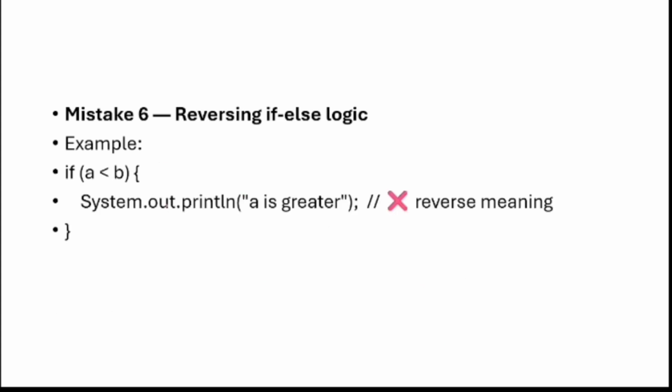Next, reversing the if-else logic. Here what it means is you are writing the condition a is less than b, and printing that a is greater, which is the reverse. You are reversing that meaning. You are telling a is less than the b value, but you are saying a is greater, so you are conveying the wrong message.